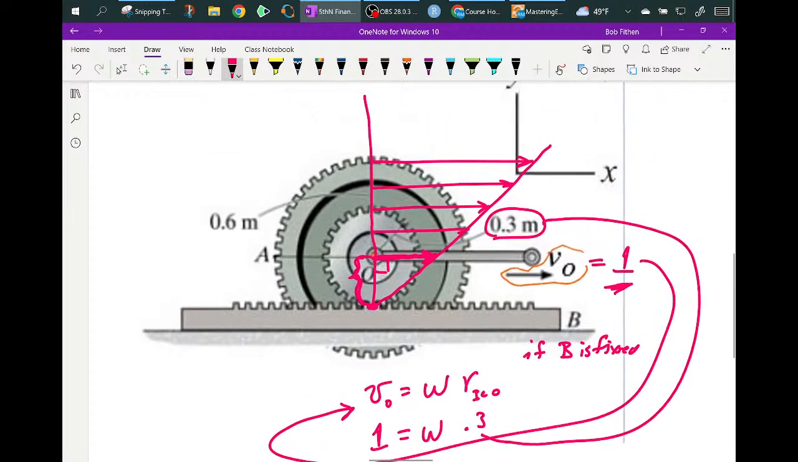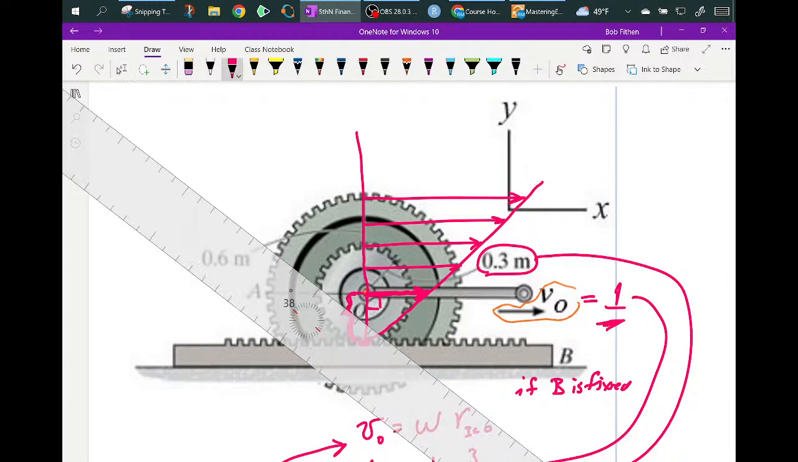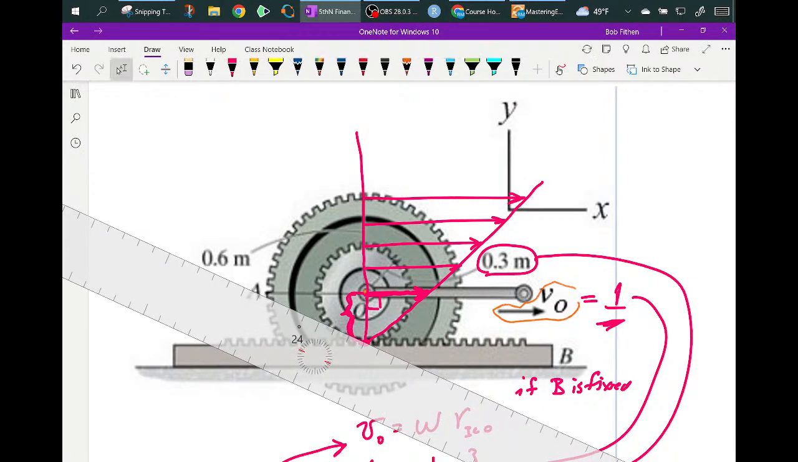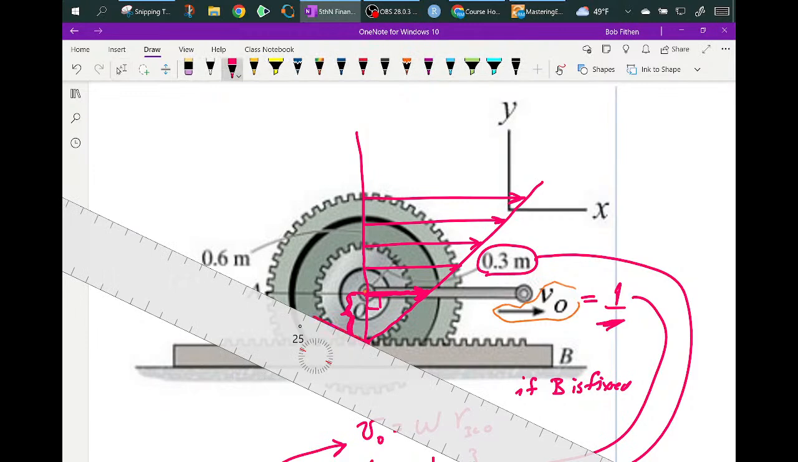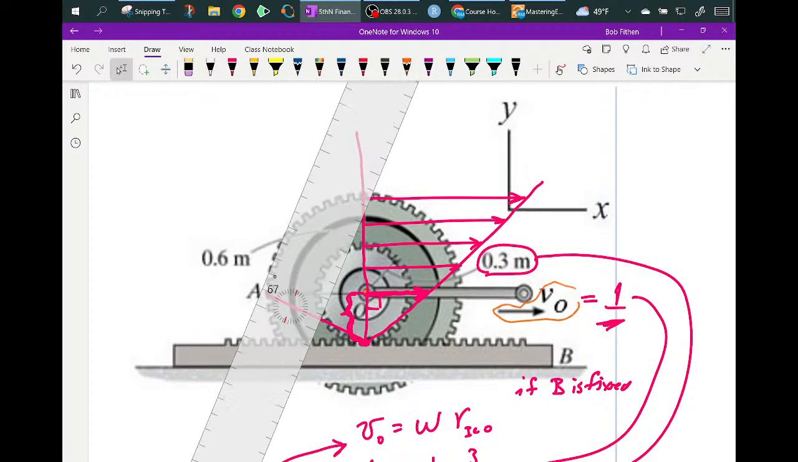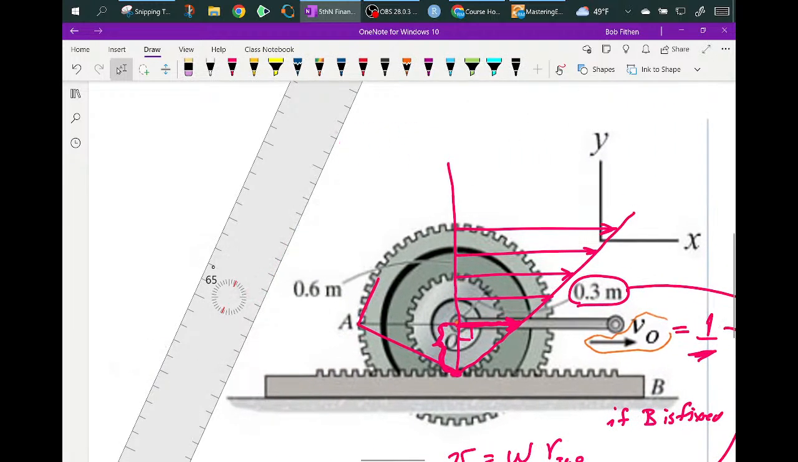Now that you have that omega of this whole wheel, let's assume for a moment you're interested in the velocity at point A. So you draw yourself a line out here to point A, and then what you do is you draw the vector of, so here's your velocity vector, right?